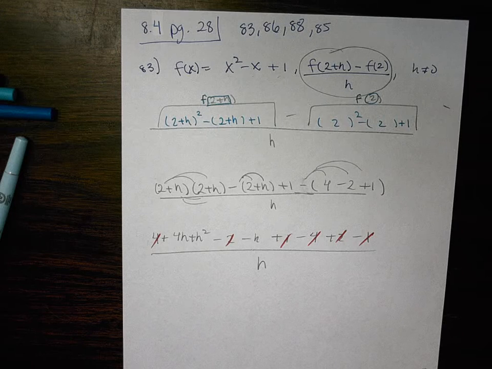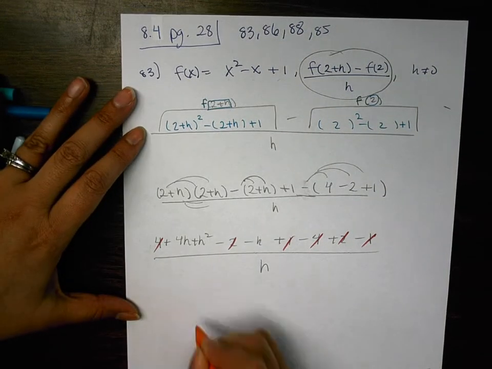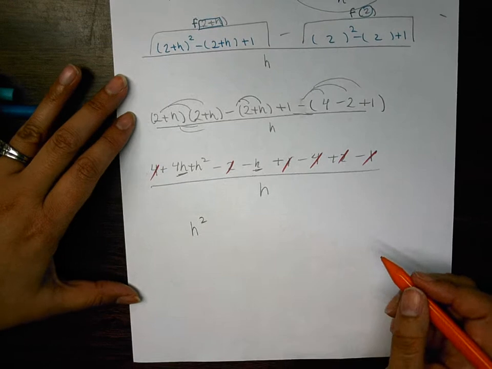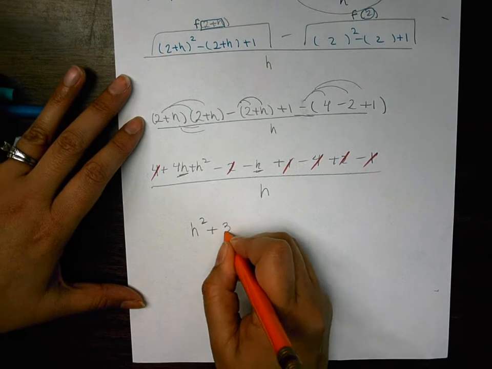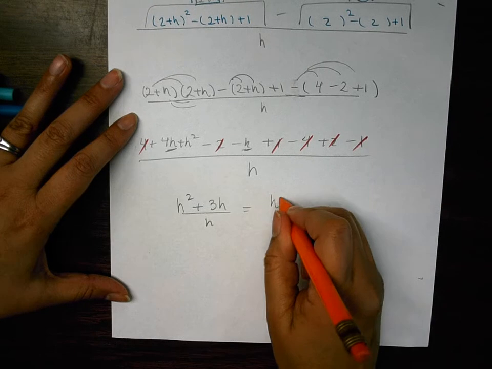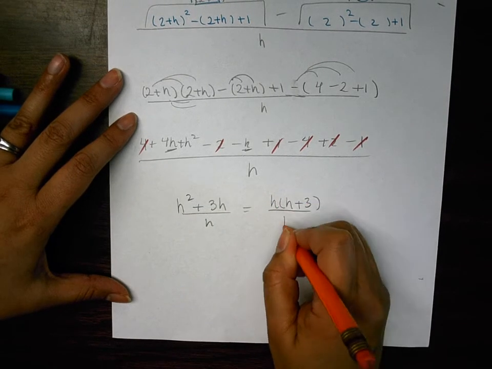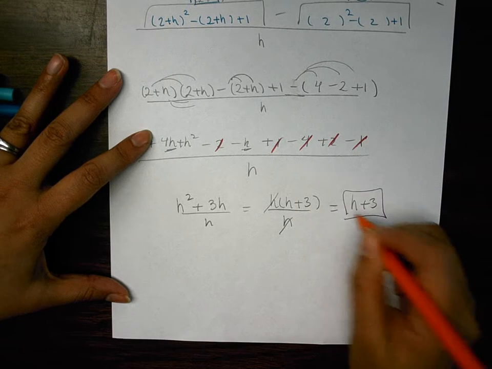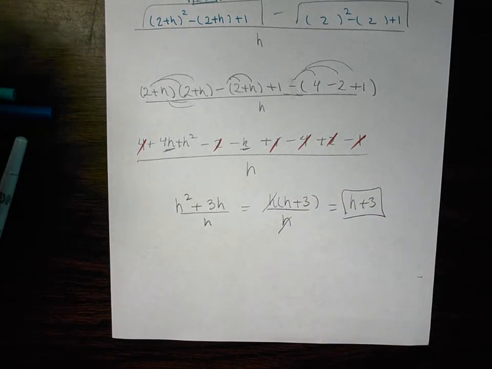Got it? All right, what am I left with? I'm going to put the h squared first. What's 4h and negative h combined to? Plus 3h over h. What can I factor out of the numerator? h plus 3. What am I left with? h plus 3 is your final answer. Definitely on today's quiz as well as the test.